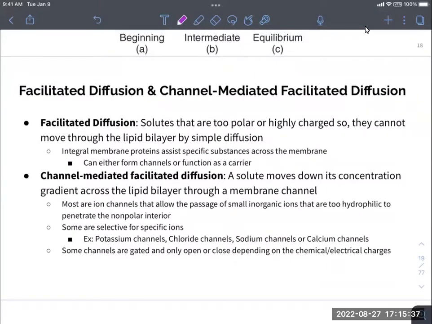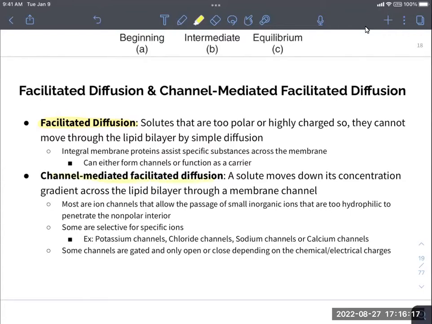Facilitated diffusion is still technically diffusion because it doesn't require energy. But in facilitated diffusion, the solutes could be too polar or too highly charged, so they don't move through the lipid bilayer through simple diffusion. They use integral proteins, and those integral membrane proteins actually assist substances, molecules, and ions moving from one side of the membrane to the other. They could go through channels, or they can go through a carrier.